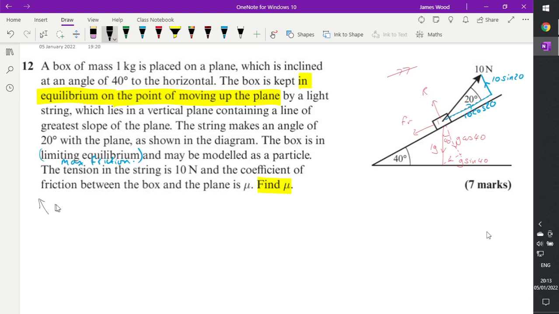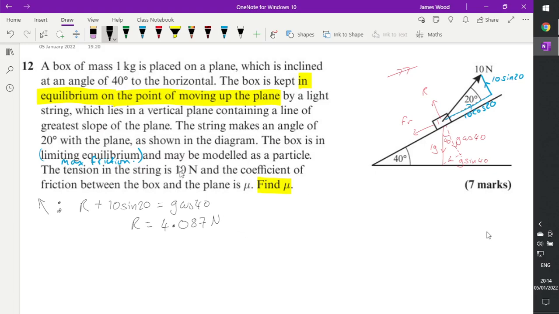So if we resolve perpendicular to the plane, I've got R plus 10 sine 20, because I need to take this bit here into account as well. That must equal g cos 40. And then we can solve this to find R. When we do that, I suppose you could keep it exact, but with things like cos 40 involved, it's fine to just write as a decimal. So R is 4.087. I'll do a few decimal places.